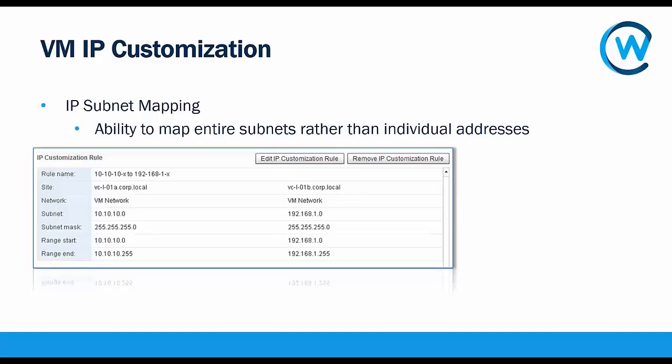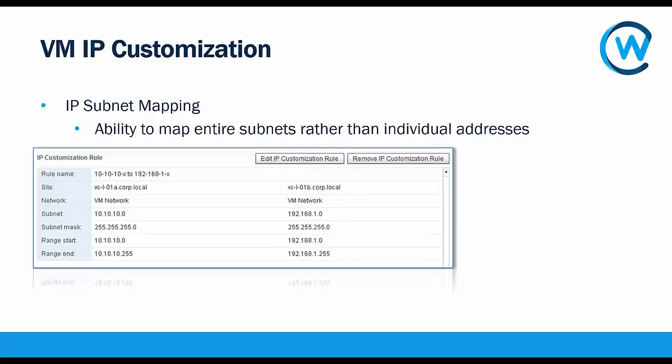What we've got now is the ability to do subnet mapping. So effectively, what this graphic shows is on the left we've got a subnet of 10.10.10.0. That's our production site. And our DR site has an address range of 192.168.1.0, both with Class C network masks. Say, for example, I've got a print server at 10.10.10.10. All we need to do is change the first 3 octets, so it becomes 192.168.1.10. The last octet stays the same.